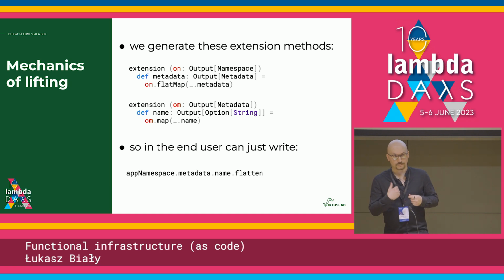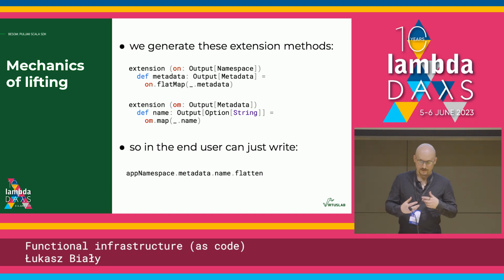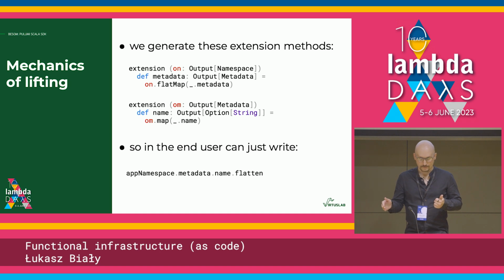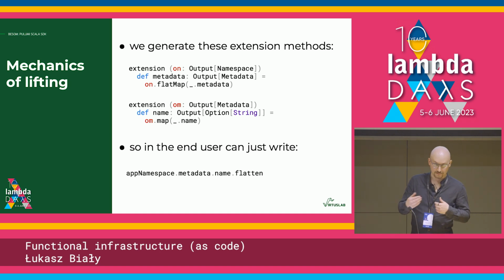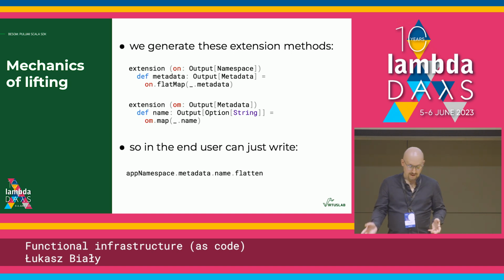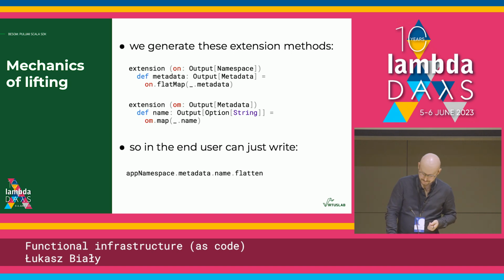But one of the parts of the semantics of Pulumi is that outputs contain optional values already. So output of option of something is sort of like option of something. So we can, if we want, obviously call a flatten on it, and it will just flatten it and pass the optional down to the output layer.